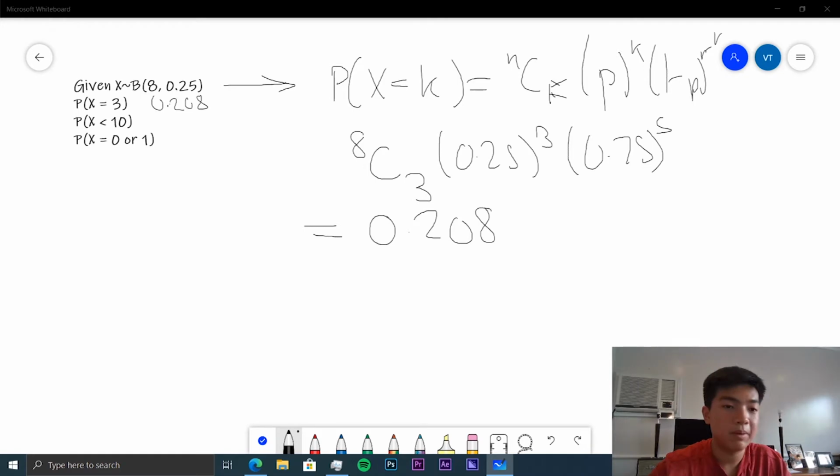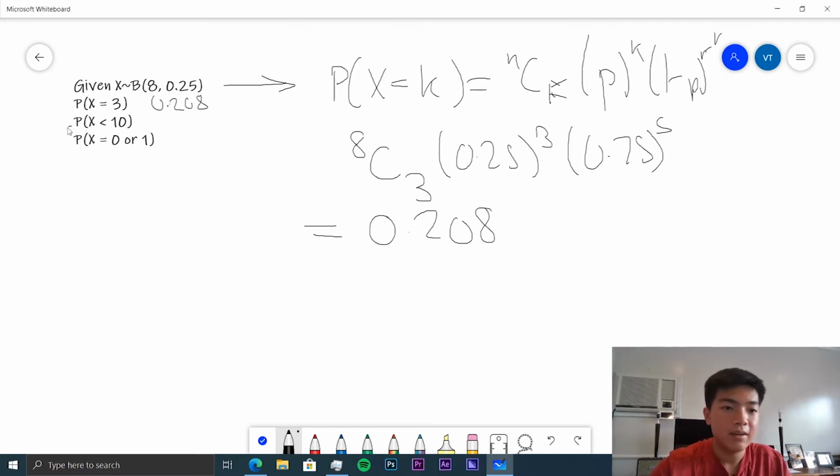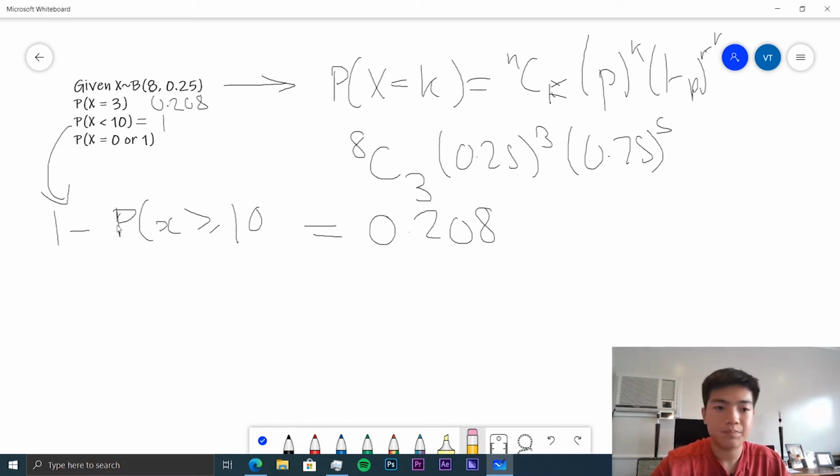Next, the probability that X is less than 10. Actually, wait, hold on. The number of trials is 8, so we can never have 10 successes. So the variable will always be less than 10, so that's just equal to 1.